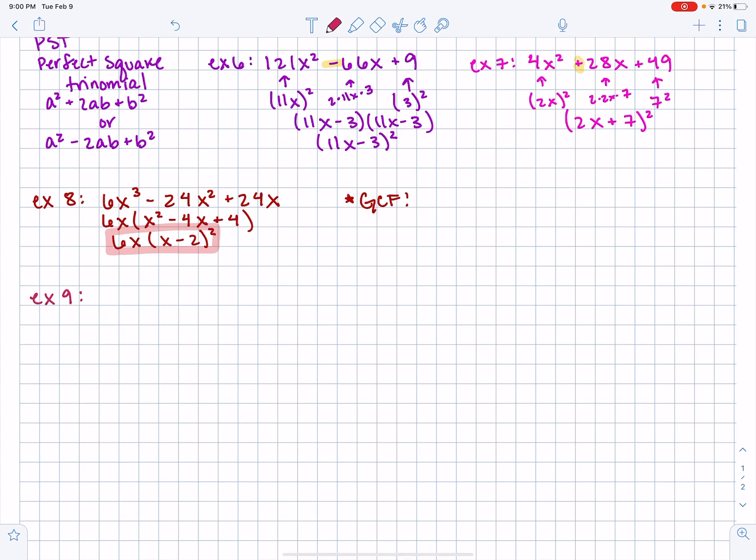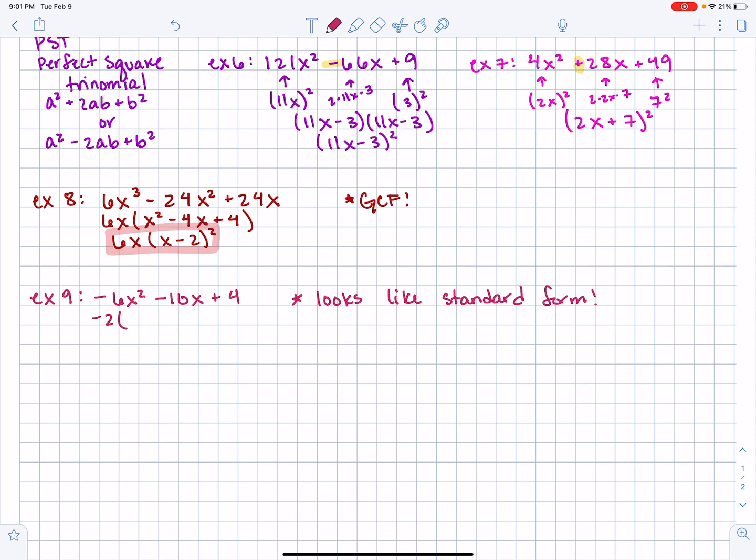Example 9, negative 6x squared minus 10x plus 4. And I'm going to actually star this one because this looks like what we've been using. So it looks like quadratic, or I'm going to say standard form. So this looks like standard form, right? That's what we've been working with. And we want to go from standard form to root form. And how we do that is that we factor.